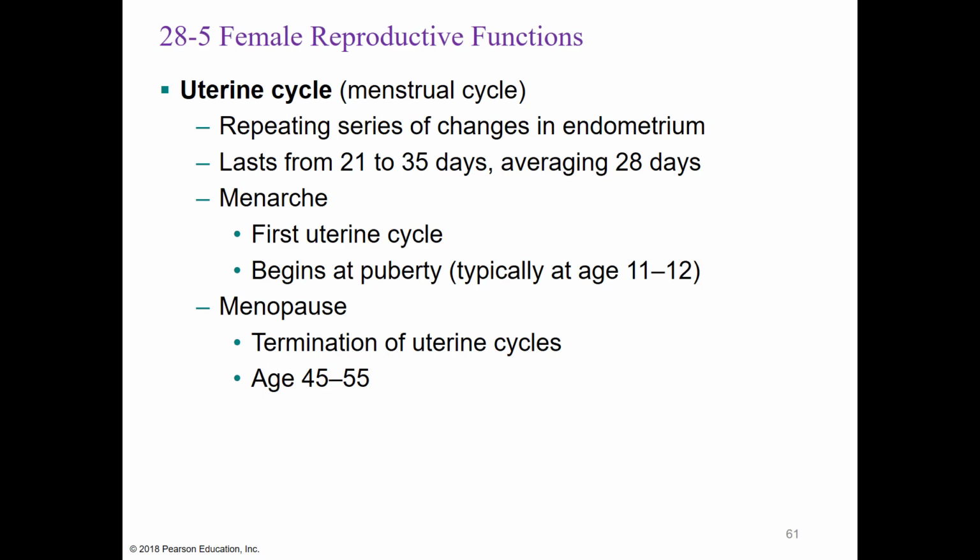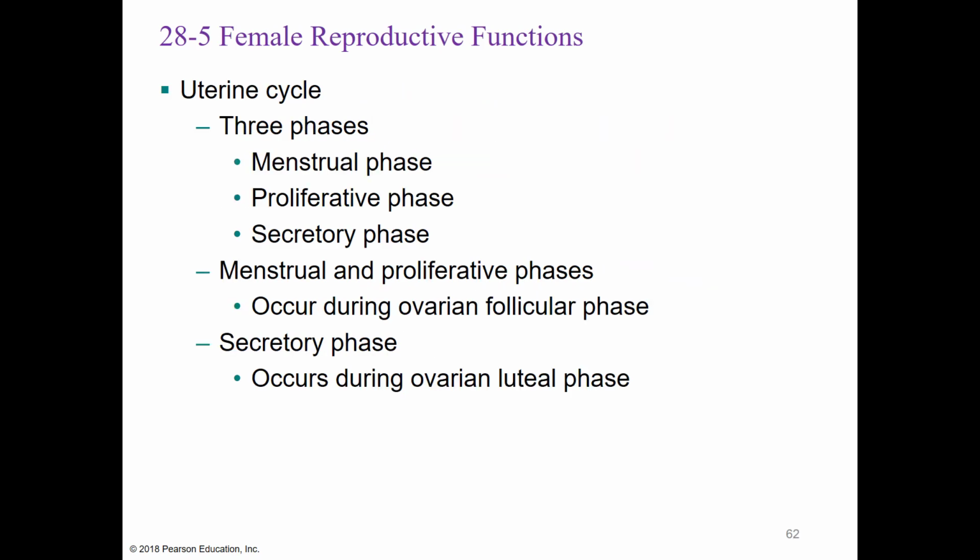The uterine cycle has 3 phases: the menstrual phase, the proliferative phase, and the secretory phase. The menstrual and proliferative phases will occur during the ovarian follicular phase, and the secretory phase will occur during the ovarian luteal phase.